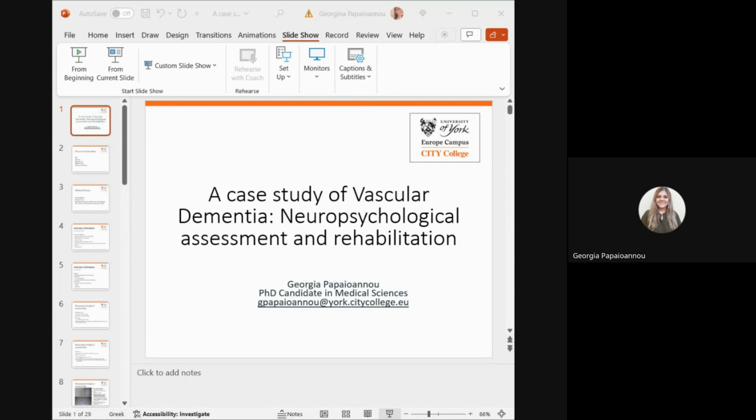For the medical history of this patient, we have been informed that she had hyperlipidemia, which is actually high cholesterol. She had hypertension, and cardiovascular disease, because of which, due to her heart problems, she had to undergo heart surgery.